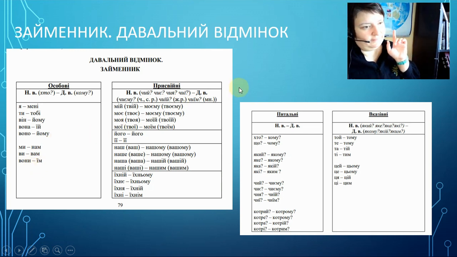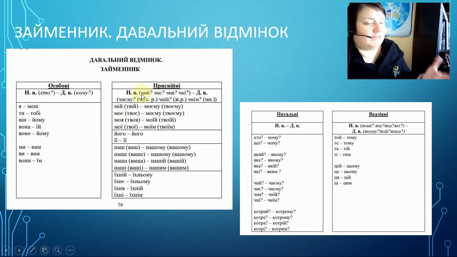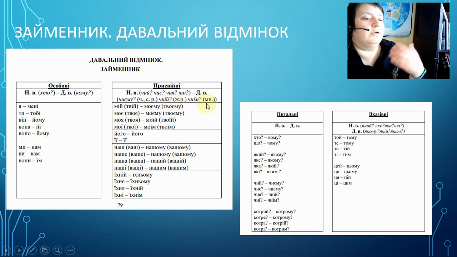And possessive pronouns. So, possessive, it means nominative case whose, чий masculine, чиє neuter, чия feminine, чиї plural. And in dative, чиєму. The same is with masculine and neuter. They're the same. Чиїй feminine, grammatical feminine, чиїм plural.